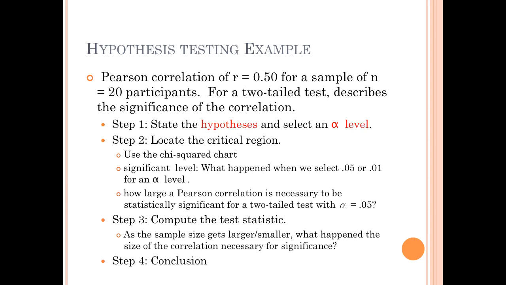So if your sample size gets smaller, you're going to need a stronger correlation in order to reject the null hypothesis. And then step 4, you state the conclusion, whether you would reject or not reject. For this, if we had a correlation of 0.5 and 20 participants, we would reject the null hypothesis.